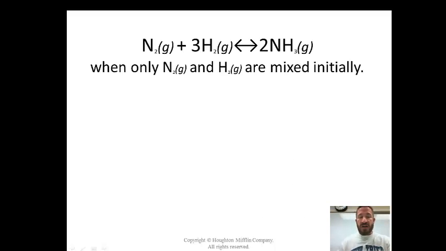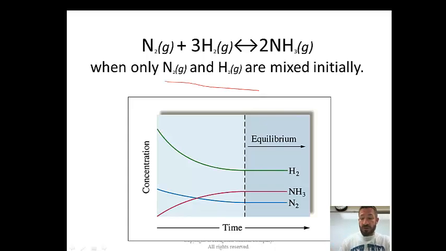Let's look at one more example. This would be the reaction of nitrogen and hydrogen forming ammonia. Now this time we're just starting with the 2 reactants, nitrogen and hydrogen, and we see the nitrogen and hydrogen are here. This is a nitrogen, that's a hydrogen, and notice there's no ammonia to start with.